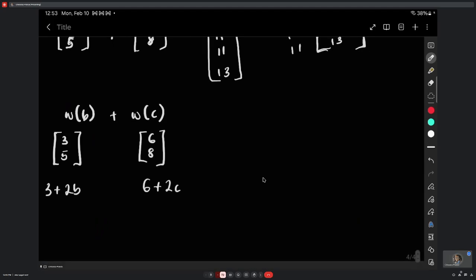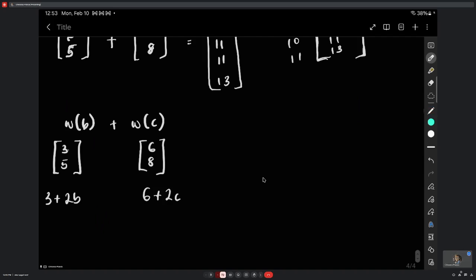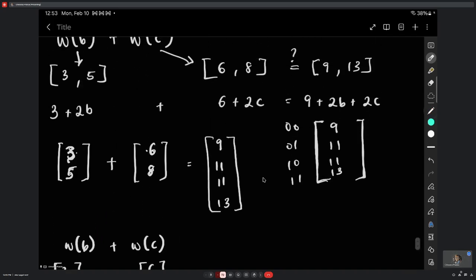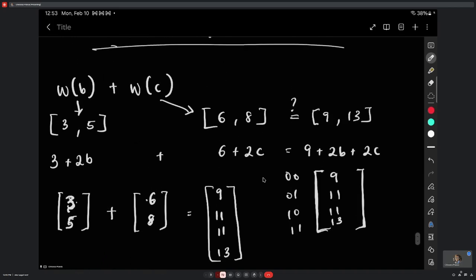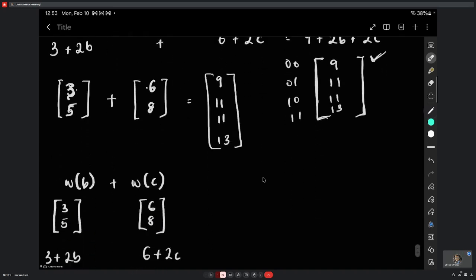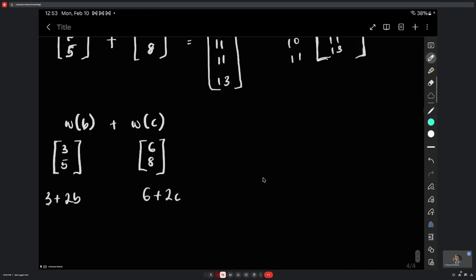What's the number of variables? Same thing, we add based on index. So we saw that if we do element-wise addition here, this is wrong. This is actually what we are expecting: this guy is 3 plus 2b, and this guy is 6 plus 2c.